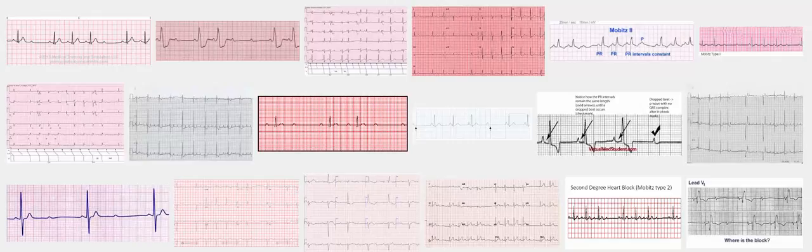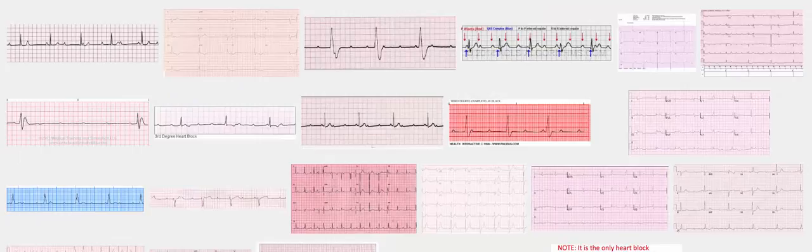How about third degree block, which is also known as complete heart block? Okay, so take a look at this. This is third degree block, and here there is no conduction via the AV node. The atrial impulses do not reach the ventricles, and the ventricles beat at their own intrinsic pace. And on ECG, this is reflected as P waves and QRS complexes occurring independently of each other.